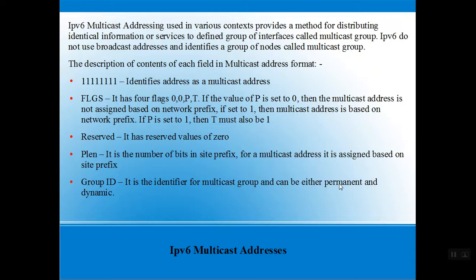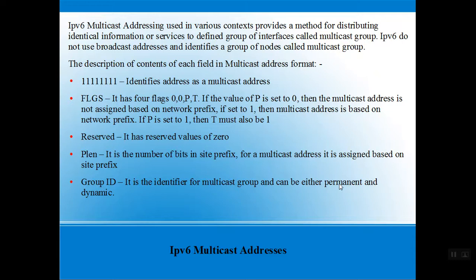IPv6 does not use broadcast addresses and identifies a group of nodes called a multicast group. Now the first block of 11111111 identifies the address as a multicast address. FLGS. These are 4 flags, each set to 0, 0, P or T. If the value of P is set to 0, then the multicast address is not assigned based on network prefix. If it is set to 1, then the multicast address is based on network prefix. If P is set to 1, then T must also be set to 1.